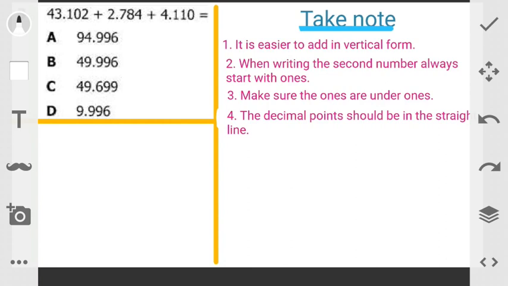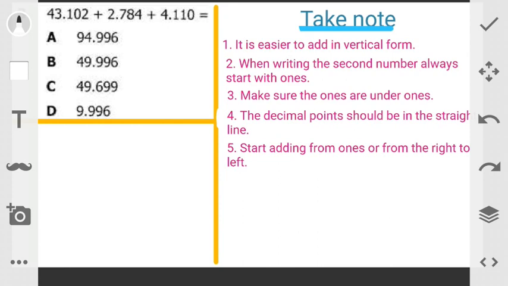The decimal point should be in a straight line. This point I didn't talk about in the previous video because we were not adding decimal numbers. Now since we're adding decimal numbers, the decimal points should be in a straight line going down. They should all be in one line. This will ensure that you don't make mistakes and mix up numbers, whereby you add ones and tenths. So you make sure the decimal points are in a straight line going downwards.